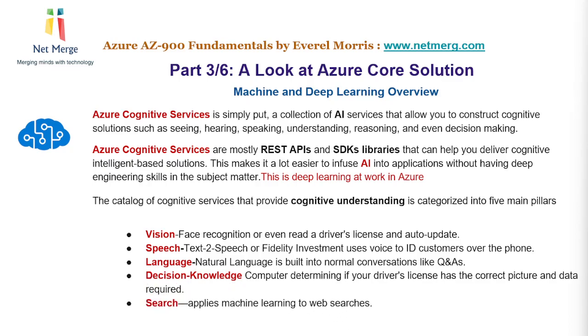So let's look at the final pillar, and that is search. It applies to machine learning, to web searches. So it actually piggybacks on the machine learning part of AI to provide services for you over the internet where you can search for things in a cognitive manner. So there are the five pillars you have.